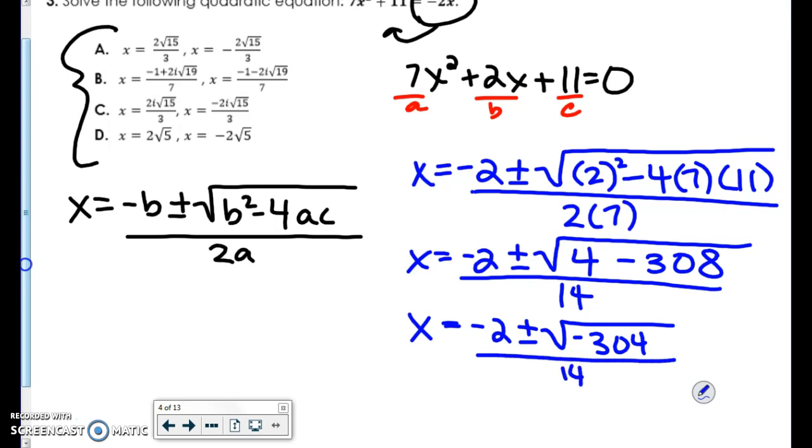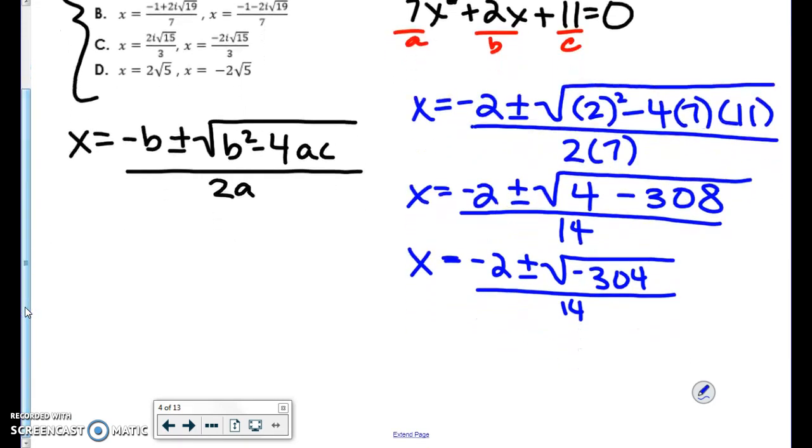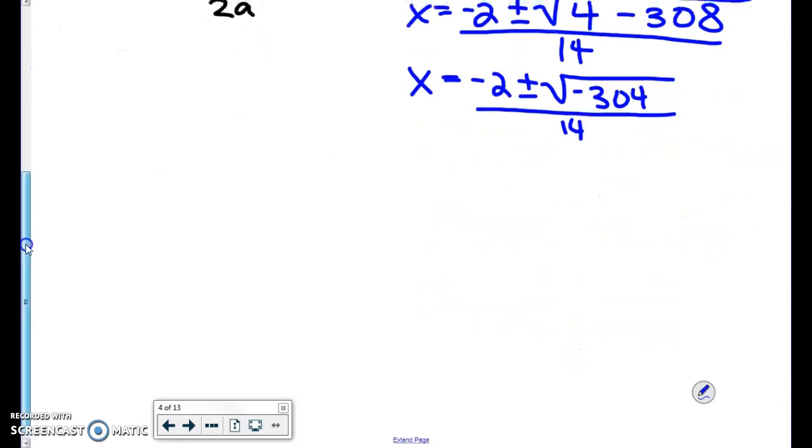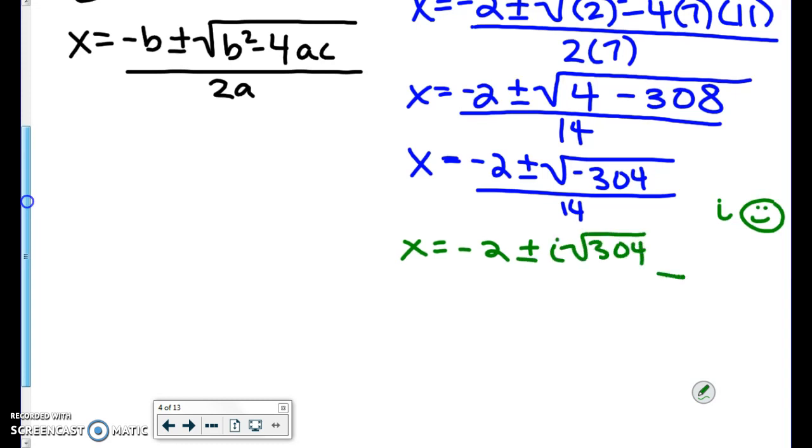All right, so at this point I would love to leave it like this, but we always encourage you to never leave a negative underneath the square root. Got a lot of room for this one. I'm going to keep scrolling here. So first thing I'm going to do is get rid of that negative underneath the square root. In order to do that, that's where that magical i is going to come into play, and that's where we're going to pull it out. So this is actually going to turn into, I'm going to leave that negative 2 alone, plus or minus i square root of positive 304, all still divided by 14.